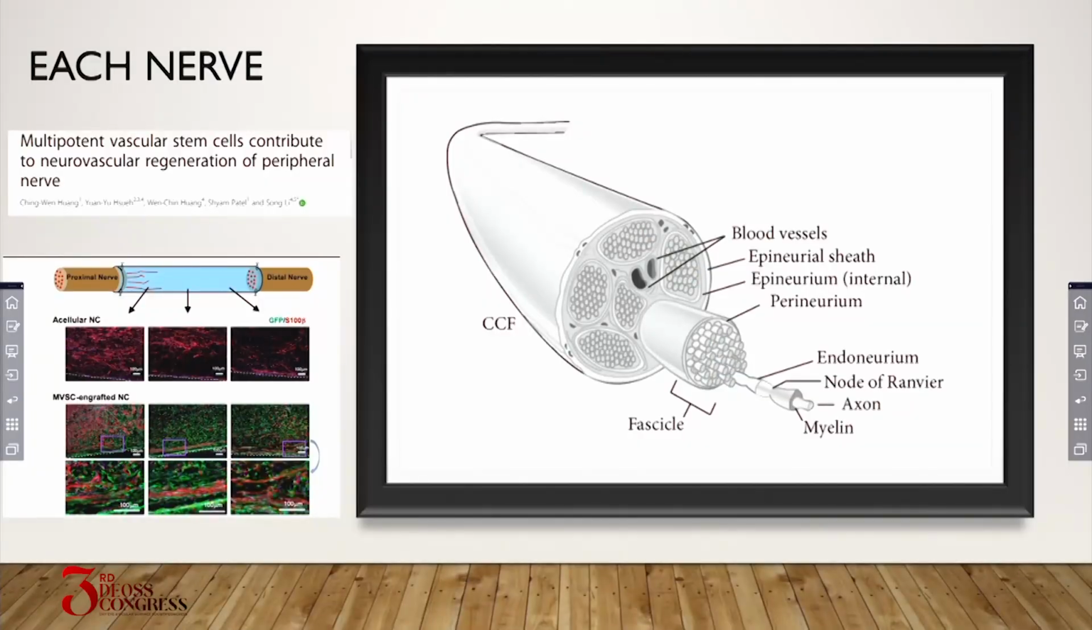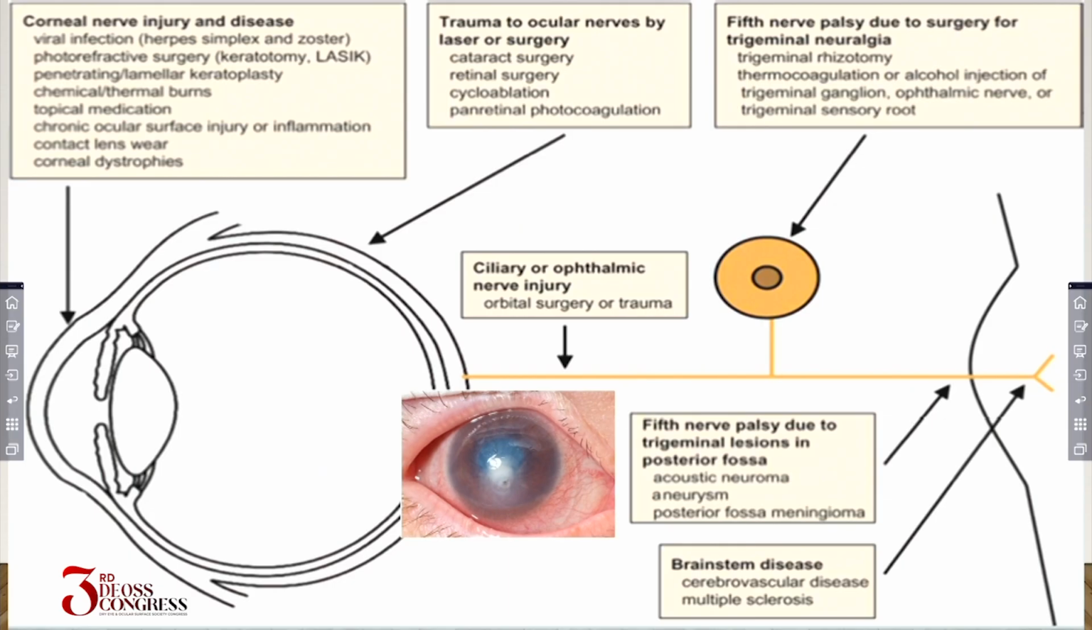Each nerve has a covering, so it's a coat, and the stem cells are within the coat. So the stem cell for this is within the coat, the stem cell for this is within the coat, the stem cell for each nerve fiber is within that small coat. And if I disrupt that stem cell, the nerves are not going to grow.